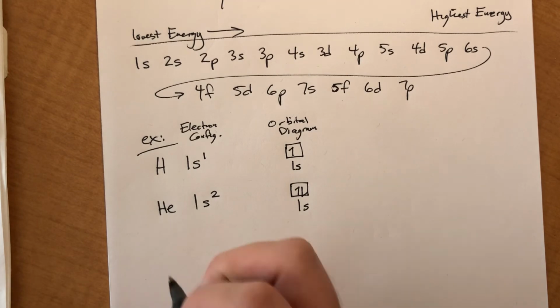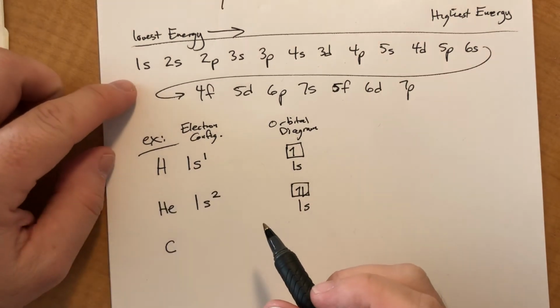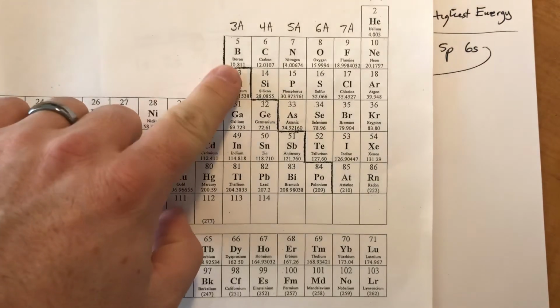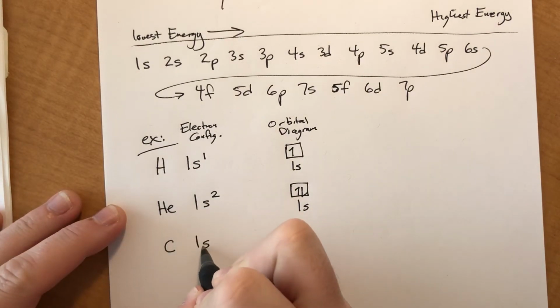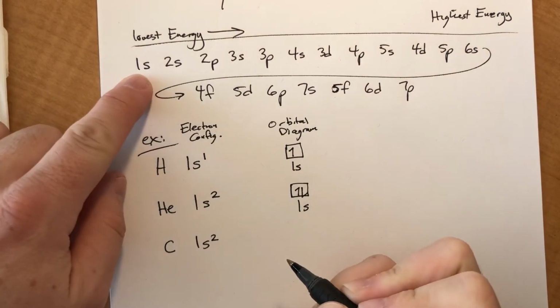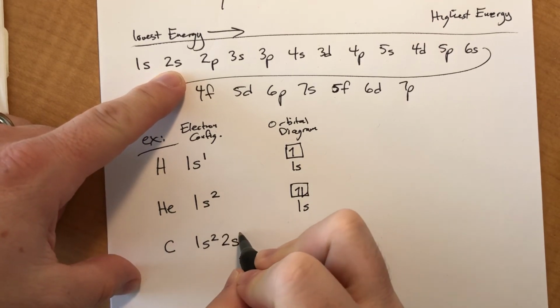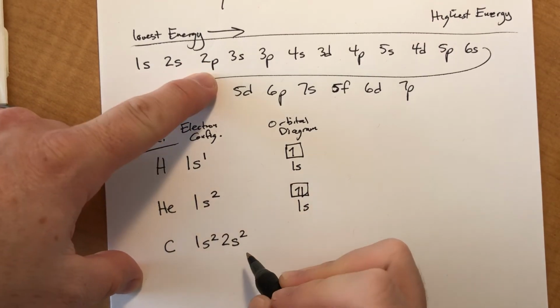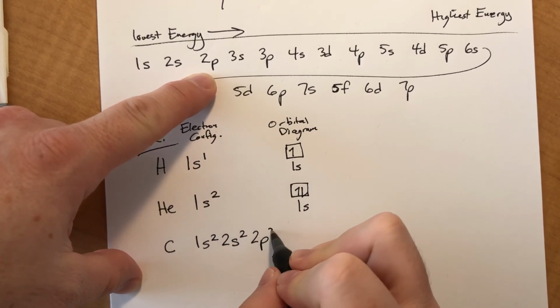Okay, let's jump up to carbon. Carbon has 6 electrons. Okay, so this is 1s that can only hold up to 2. So that one's full. So now we go to the next one, which is 2s. That can hold up to 2. So now we're up to 4. The next one is 2p. This can hold up to 6, but we only need to put 2 in there because that'll give us a total of 6.